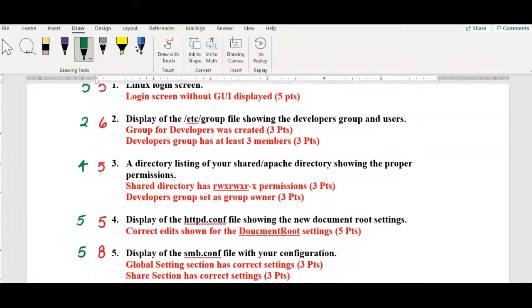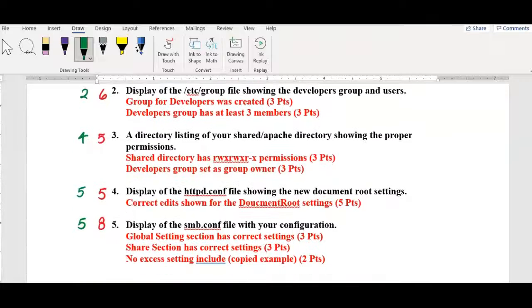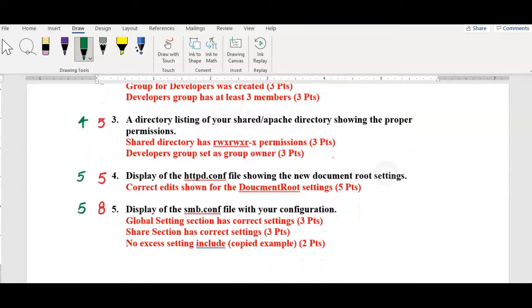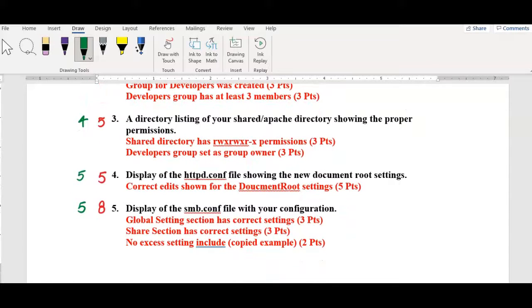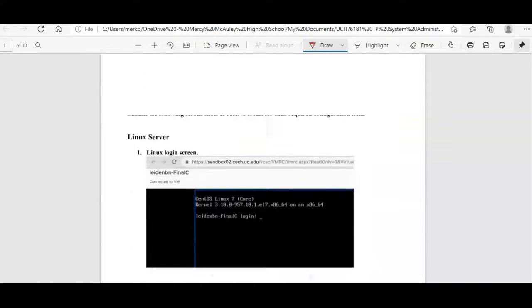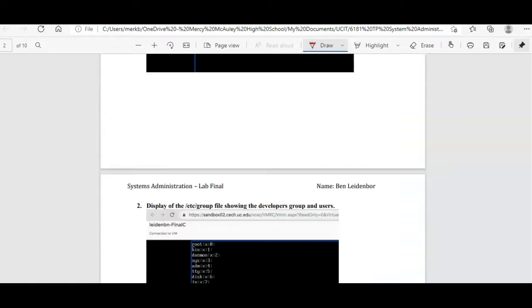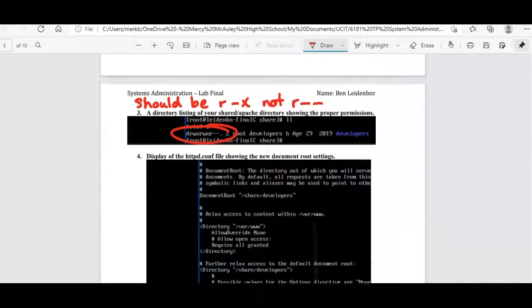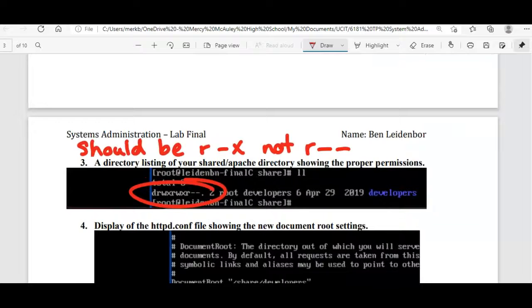Ben, he didn't really lose many points until we got to number 3. And this is where he lost 1 point. So let's take a look at his document here. You can see that as I graded it, I didn't have any marks until we got to number 3 here. With his read, write, execute permissions, he was off by just a little bit. It should have ended in read dash execute, and his was read dash dash.